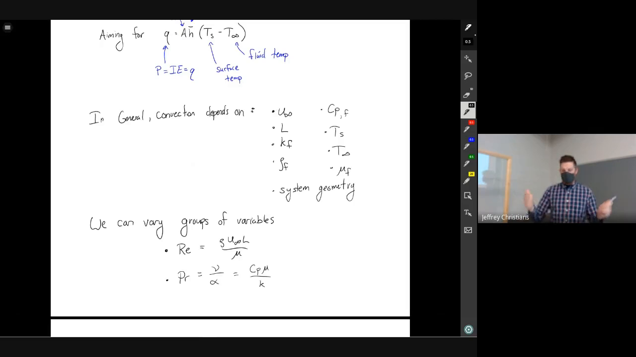So if you were trying to vary all of these parameters individually, you very quickly come to a place where you can't do enough experiments to understand the effect of all of these. But we can shrink it down to the most important groups of parameters, vary those, and then that will give us a description of all of the conditions that we could have seen.